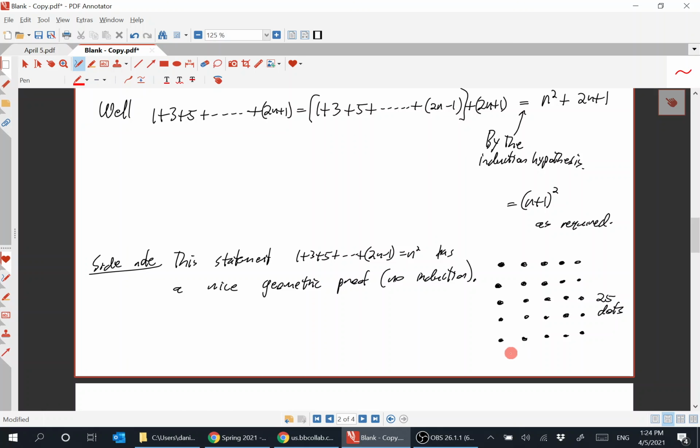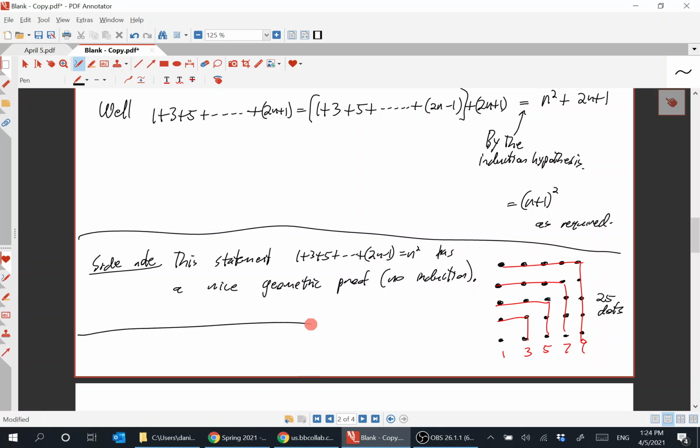Well, this is 1 dot right here. This is 3 dots right here. This is 5 dots right there. This is 7 dots right there. That's 9 dots right there. Pretty cool, huh? All right, so that's actually got a nice geometric proof. That's not something I'm holding you responsible for in the course, but just a little mathematical gold nugget.